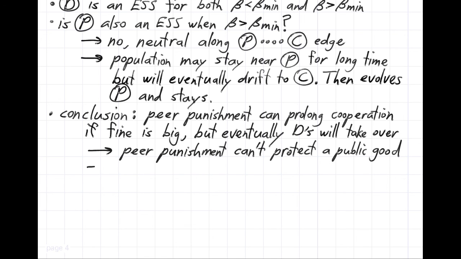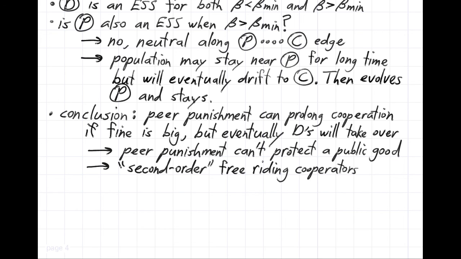And the reason is that what we might call second-order free riders, which are not as bad as first-order free riders, which are the defectors. So they are contributing to the common good, but they're second-order free riders in the sense that they're not contributing to the punishment. So these are the cooperators, and having them present in the system undermines the effectiveness of punishment.